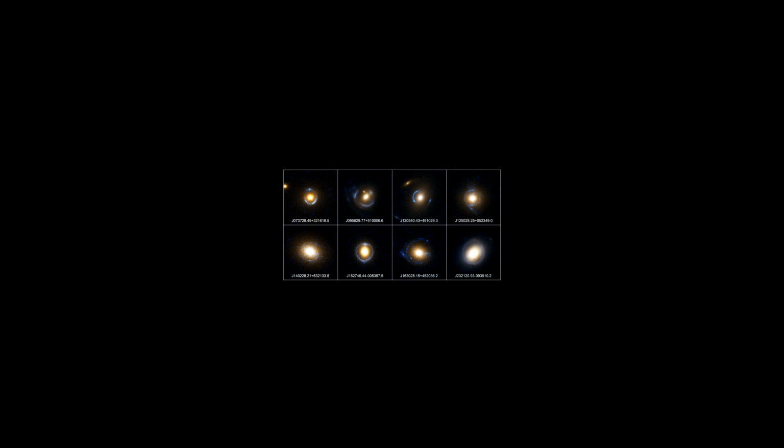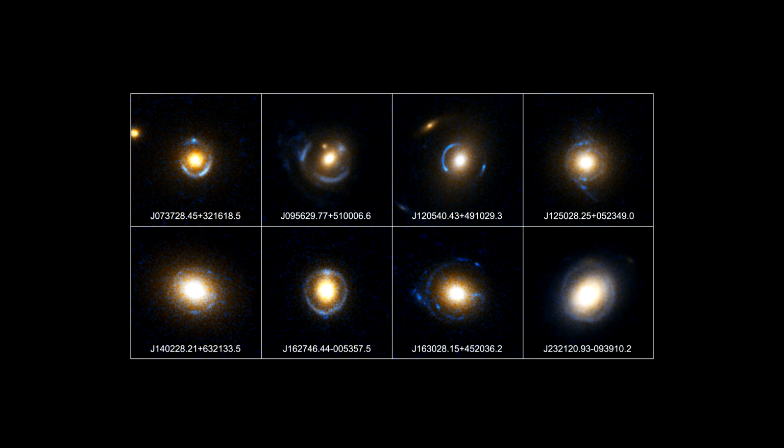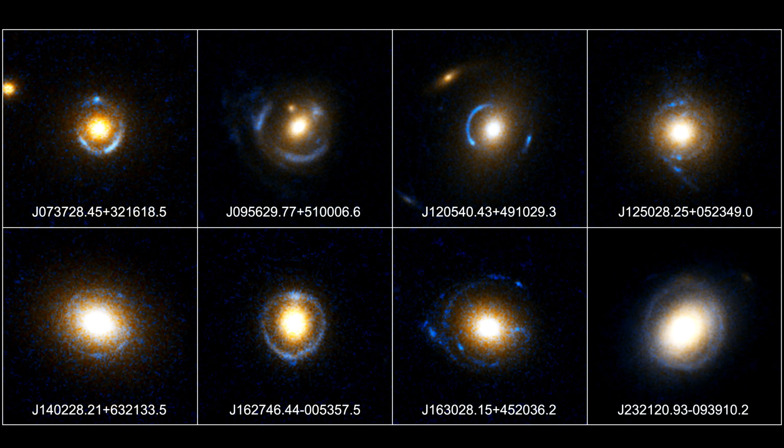Although the universe is filled with galaxies, Einstein rings are a rare occurrence because it requires an almost perfect alignment of a distant galaxy with an intervening one that has enough mass to gravitationally focus the light. But a number have been found. Here are 8 of them from the Sloan Digital Sky Survey and Hubble.